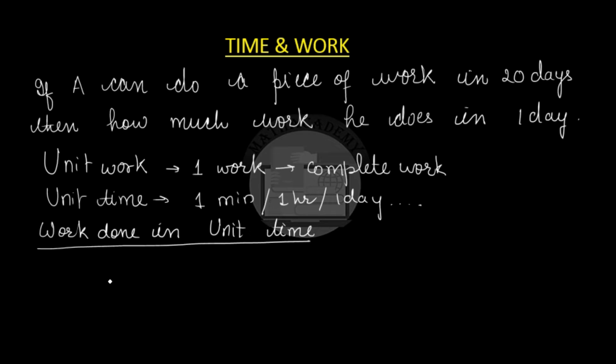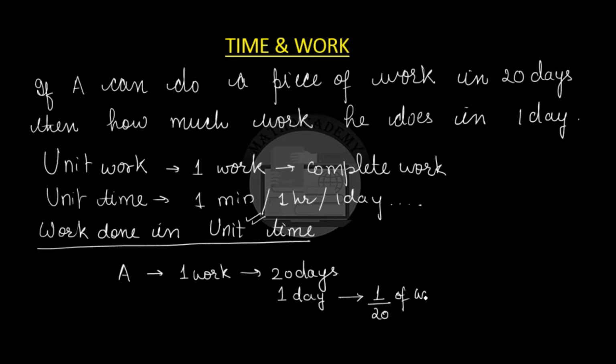Now, A can do a piece of work in 20 days, meaning A can do one complete work in how many days? 20 days. Now, what do we need to find out here? Work done in a unit time. And what is our unit? Unit is a day. So, in 1 day, how much work will A do? In 1 day, the work done by A will be equal to 1 by 20th fraction of the work. Complete work is one work. So 1 by 20th of the work A will do in 1 day.